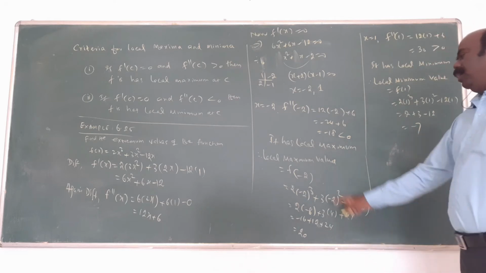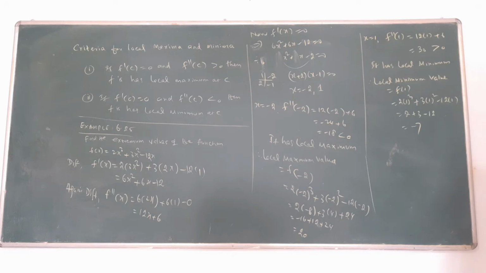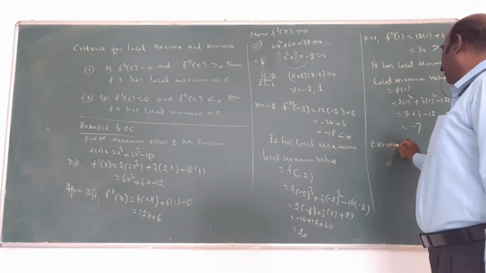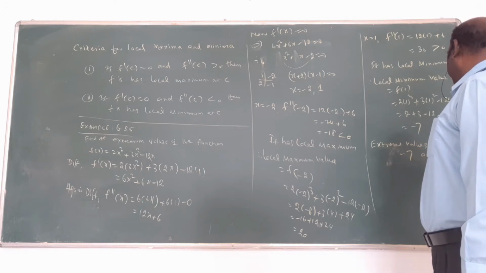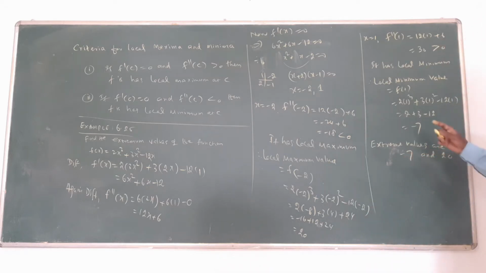Therefore, the local maximum 20, local minimum value minus 7. What is asked? Find the extreme values are asked. Therefore, the extreme values are minus 7 and 20, is the answer. Extreme means local minimum and local maximum are asked.